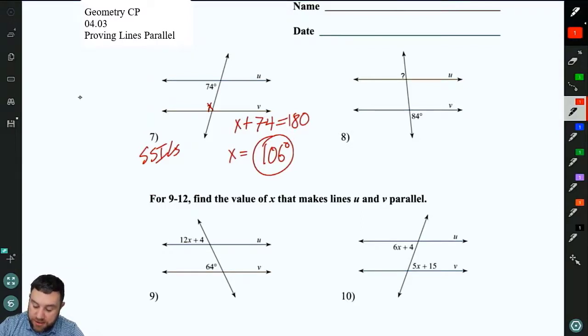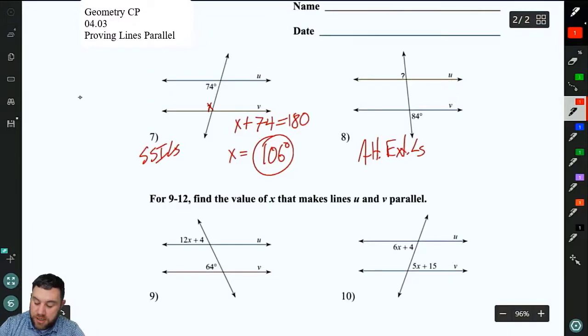And then on number 8, these are alternate exterior angles. And so they need to be congruent. So it's also going to be 84. So when we're just dealing with the numbers, it's pretty straightforward. You either have the same measure or a supplementary measure.